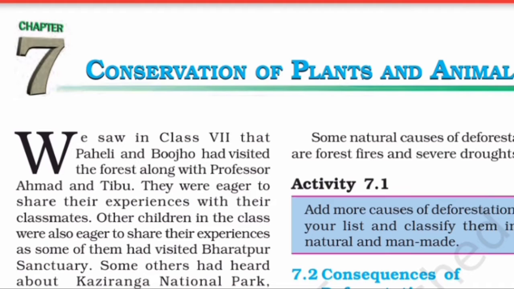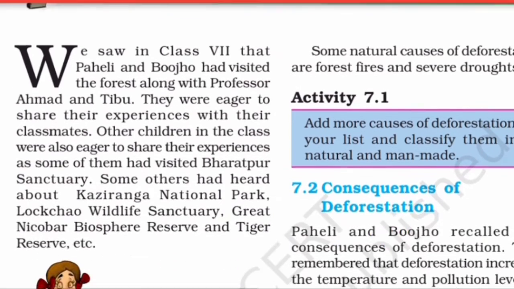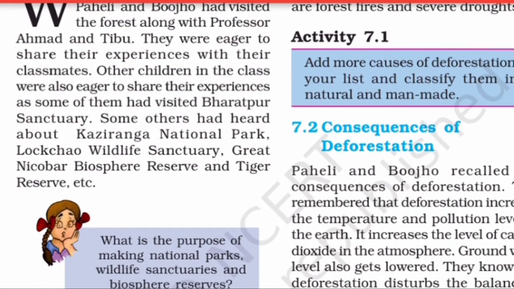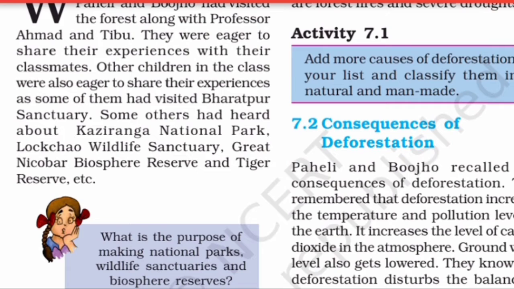Other children in the class were also eager to share their experiences as some of them had visited Bharatpur Sanctuary. Some others had heard about Kaziranga National Park, Lokchau Wildlife Sanctuary, Great Nicobar Biosphere Reserve and Tiger Reserve, etc. So they have visited and they came to know about many plants and animal species. And now the question arises, how many plants and animal species are endangered?